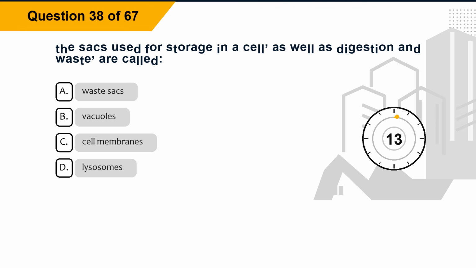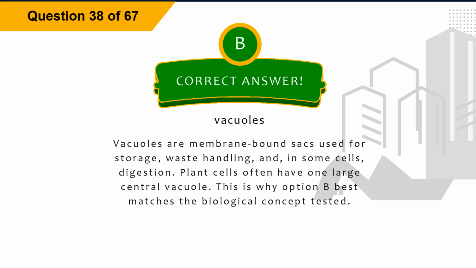Question 38. The sacs used for storage in a cell, as well as digestion and waste, are called. Option A. Waste sacs. Option B. Vacuoles. Option C. Cell membranes. Option D. Lysosomes. The correct answer is option B. Vacuoles. Explanation. Vacuoles are membrane-bound sacs used for storage, waste handling, and, in some cells, digestion. Plant cells often have one large central vacuole. This is why option B best matches the biological concept tested.